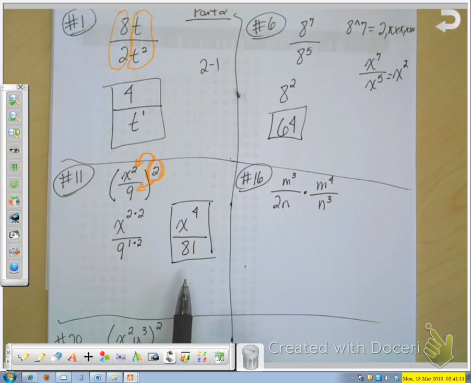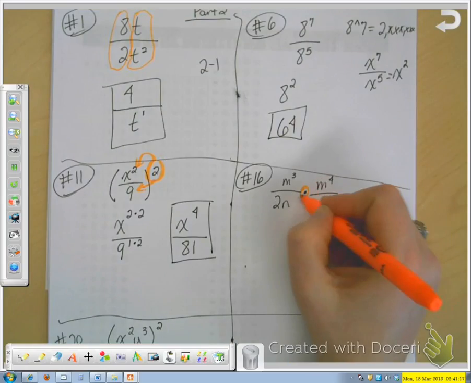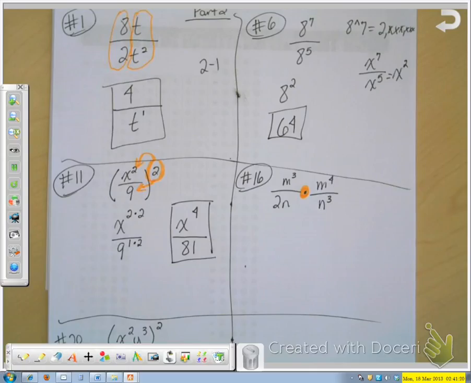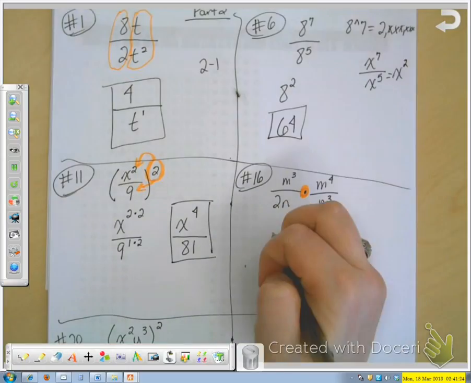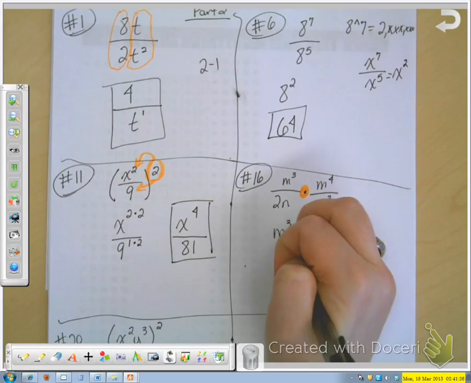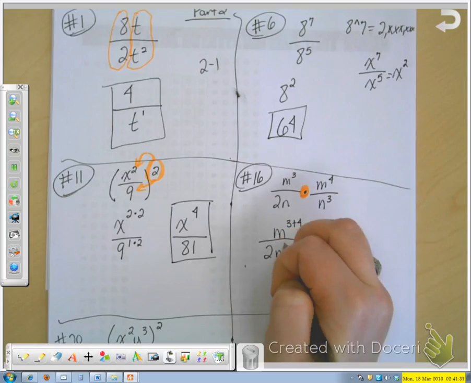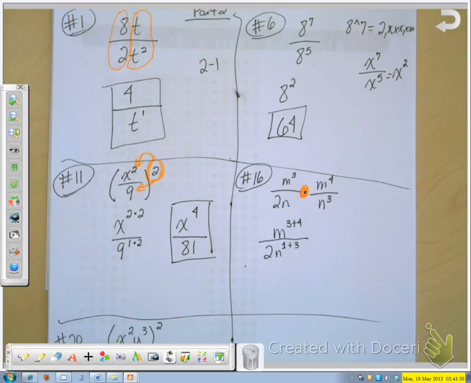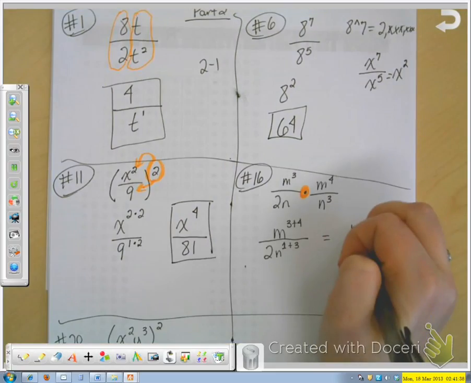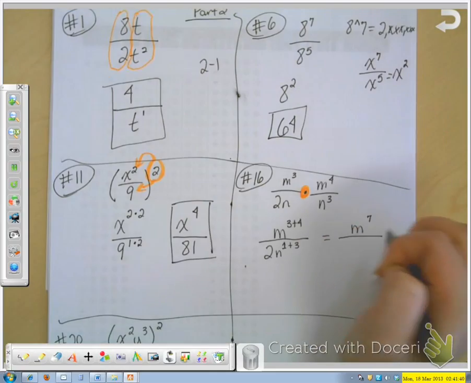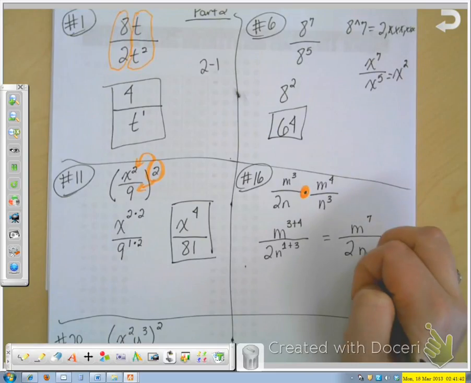Well, let's look at number 16. Number 16 looks like another combination problem. And the reason why it looks like a combination problem is because I have this beautiful multiply dot right in the middle. So I'm going to multiply first, and then I'm going to divide and simplify. So on the top, I'm going to add those exponents because when we multiply, we add the exponents. Same thing on the bottom. Okay? So on the top, I now have m to the 7th power. And on the bottom, I have n to the 4th power.